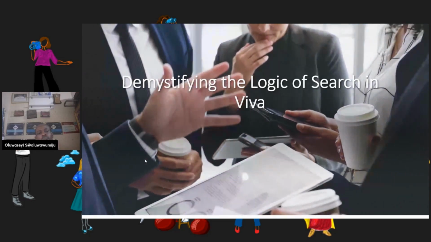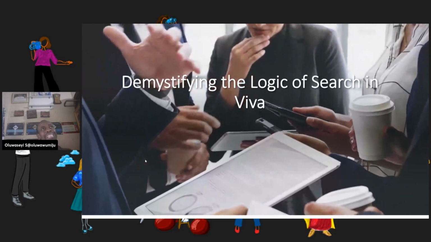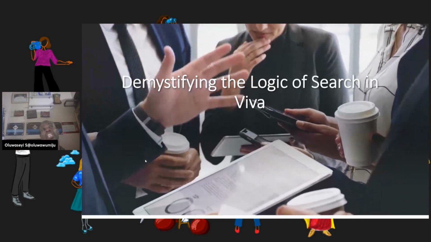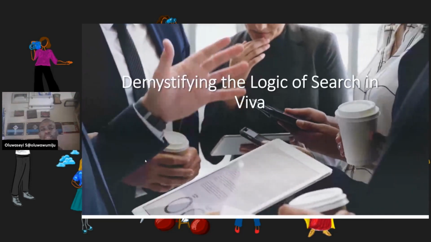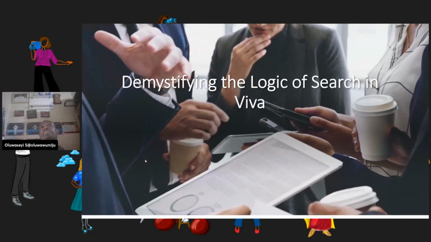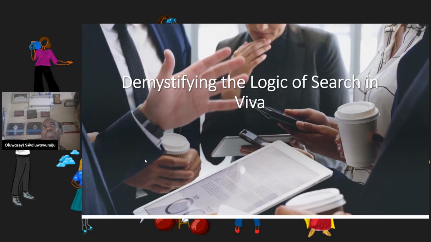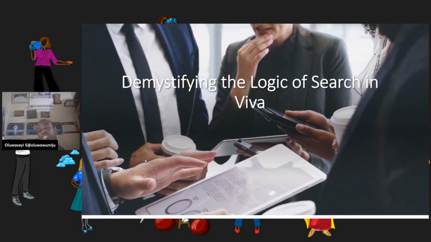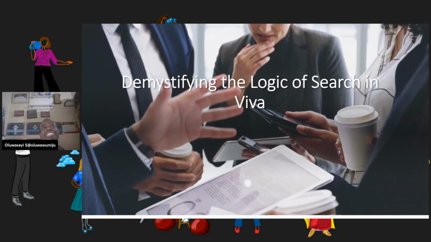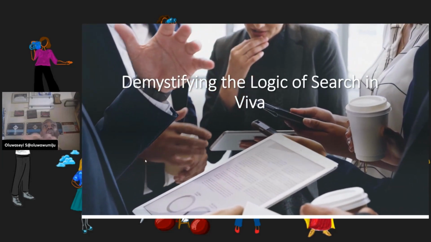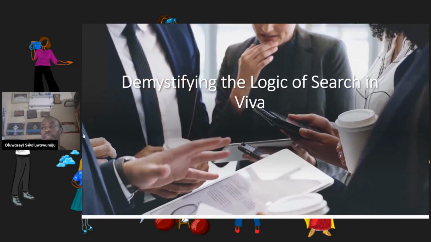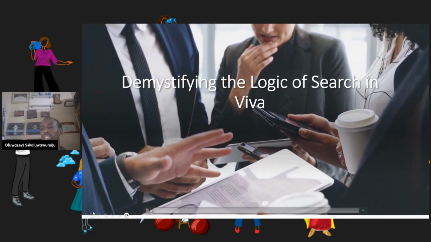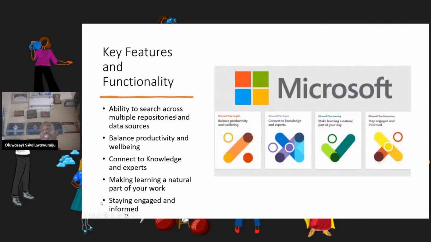Now, how do we place search? One thing about search, as we have seen over the years as it has evolved, is that the capability of a search is the ability to save your time, to retrieve information, and ensure you get the right information from the right topic. So let's see how we can see Viva in that light. What is the logic that Viva used to build its own search capability?